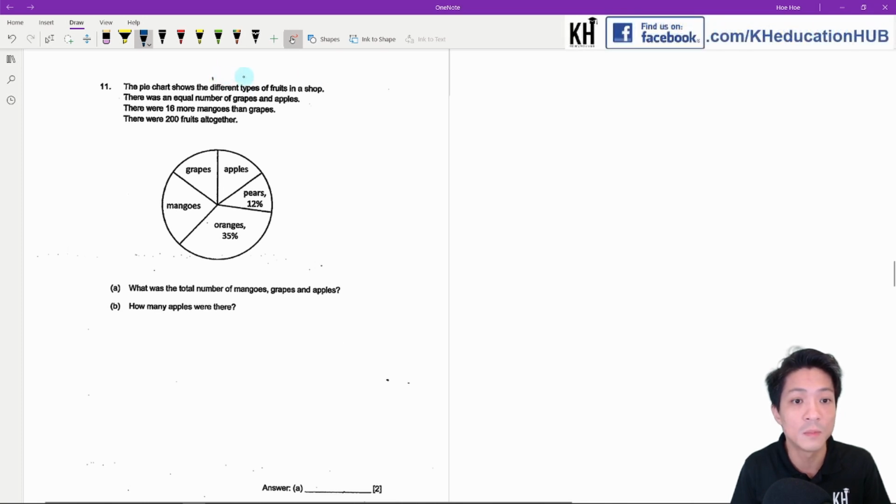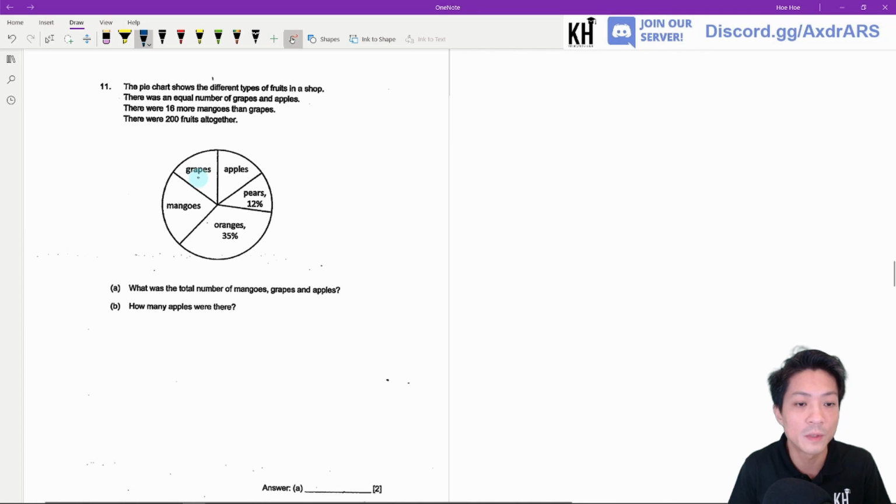There was an equal number of grapes and apples, so we can treat this as 1 unit, 1 unit. There were 16 more mangoes than grapes, so we can treat mangoes as 1 unit plus 16. Altogether there are 200 fruits. What was the total number of mangoes plus grapes plus apples?